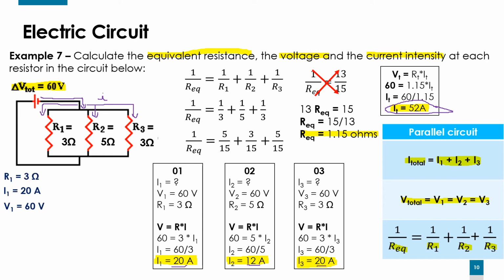Now I'm gonna just make a list. For 1, my resistance is 3 ohms, my current is 2.0 amperes, and my voltage is 6 volts. For 2, my resistance is 5 ohms, my current is 1.2 amperes, and my voltage is 6 volts. And for 3, my resistance is 3 ohms, my current is 2.0 amperes, and my voltage is 6 volts. Okay? So now I calculate the equivalent resistance, the voltage for each, and the current intensity at each resistor.